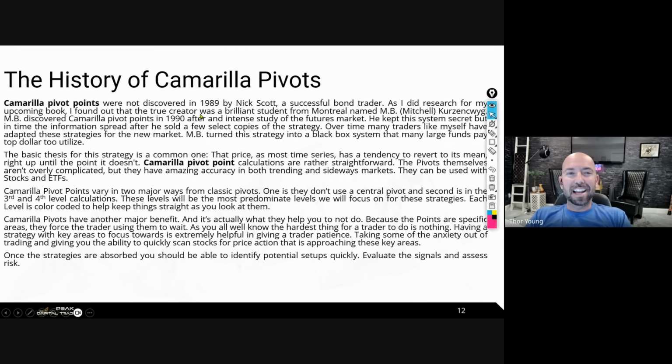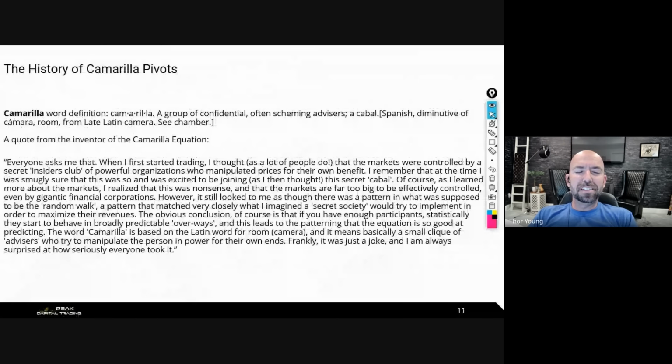Now, what's oddly hilarious is big, large market making firms like Citadel now, who do approximately 30 to 40% of the market's traffic at any given time, use the Camarilla equation to control their algorithms. Part of the reason why it works so well is because it's what they're using. Why not use what they're using? But it is kind of funny because, not so long ago, we were laughingly saying it's nonsense that the markets are too big to be effectively controlled, even by the gigantic financial corporations.